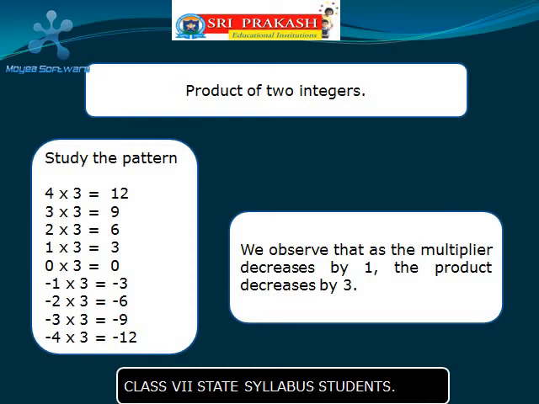Minus 3 into 3. That means again we have to decrease 3 from minus 6. So we get minus 9. Minus 4 into 3. That means again we have to decrease 3 from minus 9. That means we get minus 12. If we study the pattern, we come to the conclusion that as the multiplier decreases by 1, the product decreases by 3.